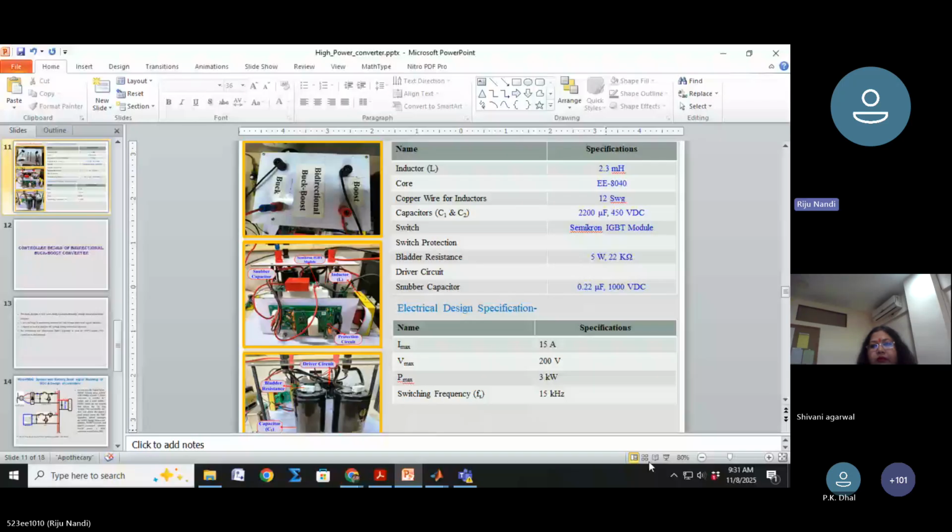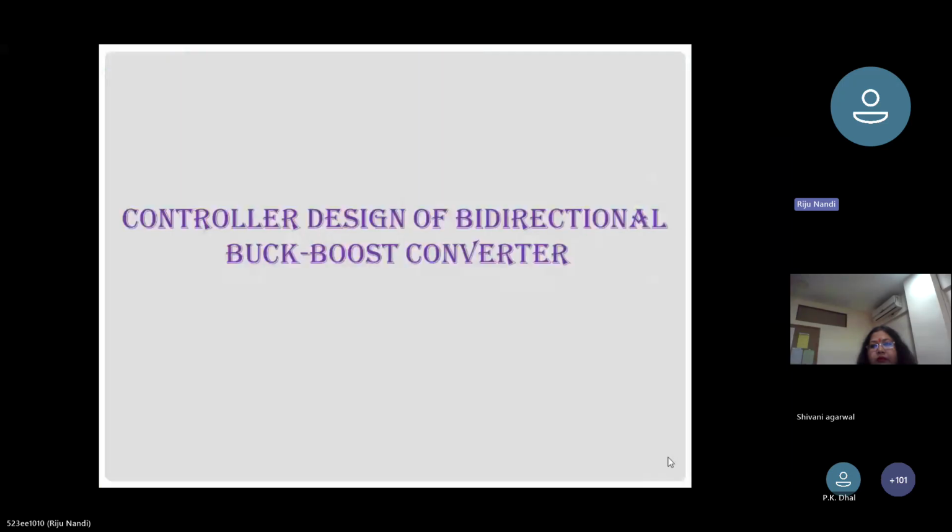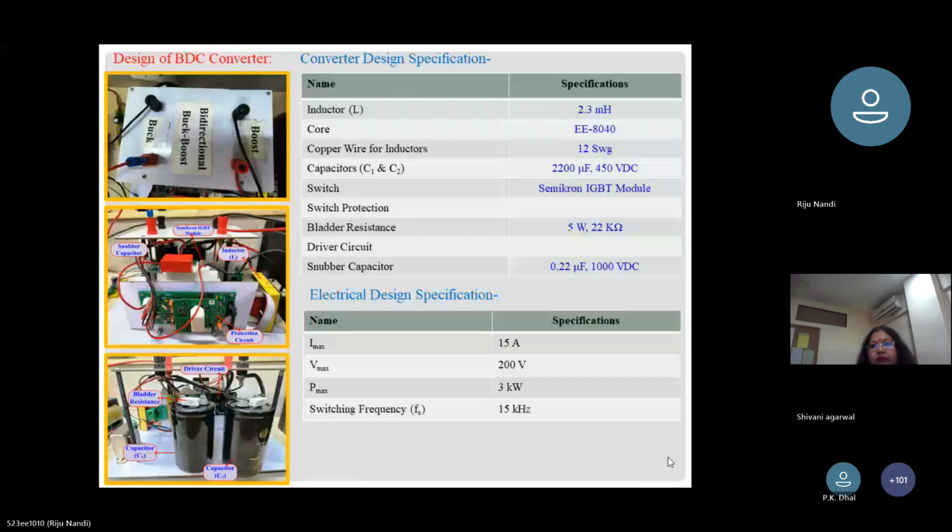Next, any question about it? Then I will go further. Sir, this IGBT module is available in the market, no? Yes, available in the market. You can go online also. Any company is there. In online also there, and in offline also you can go.